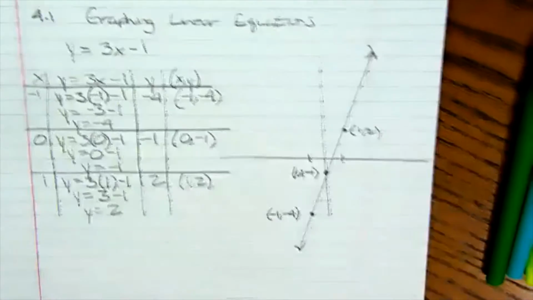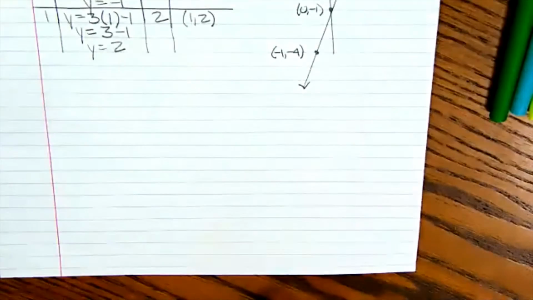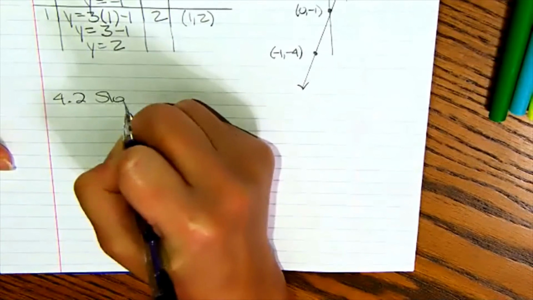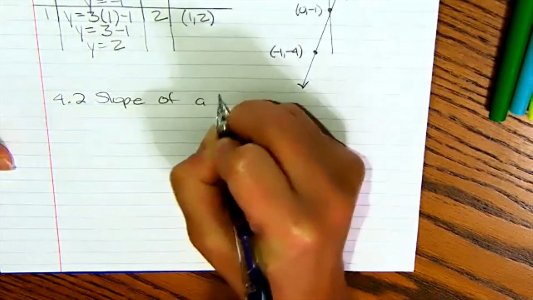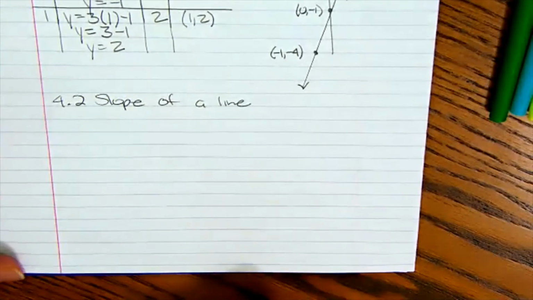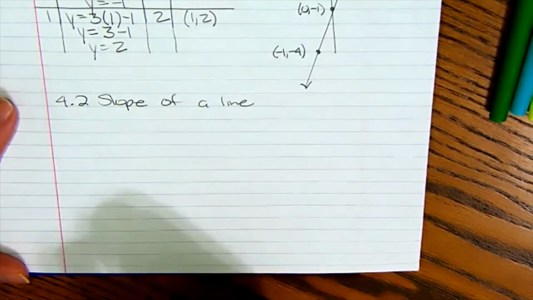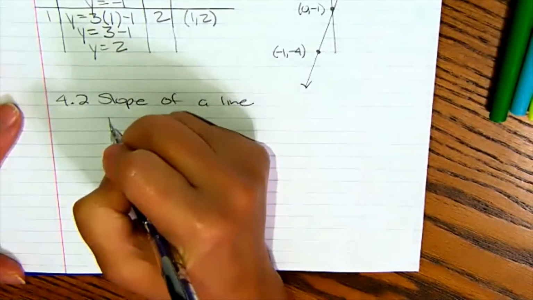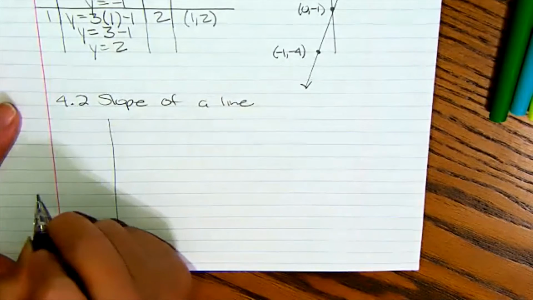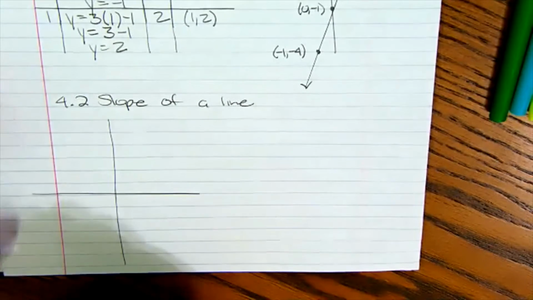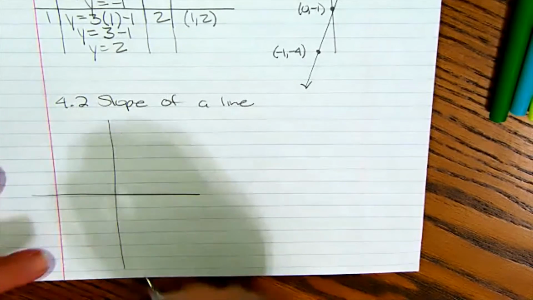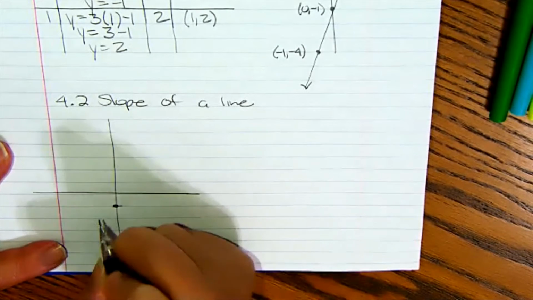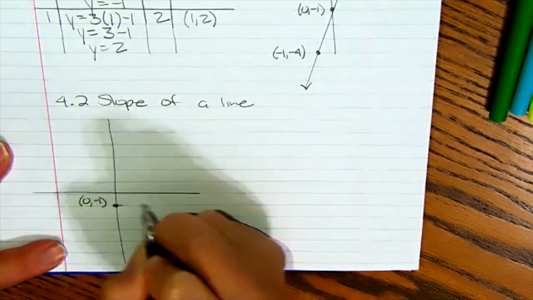Okay, next. 4.2, slope of a line. Slope is coming back to haunt us. And there's 2 different ways to find the slope. The first way is if they give us a graph. If they give us a graph, the points will be labeled.